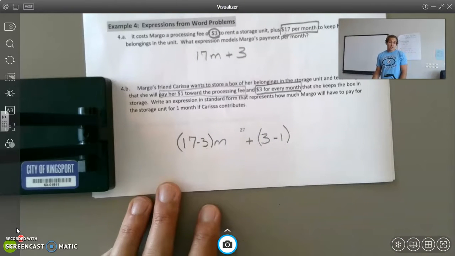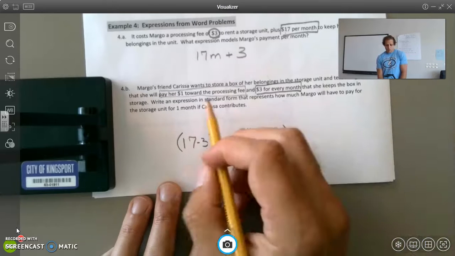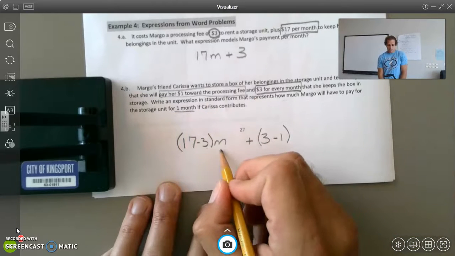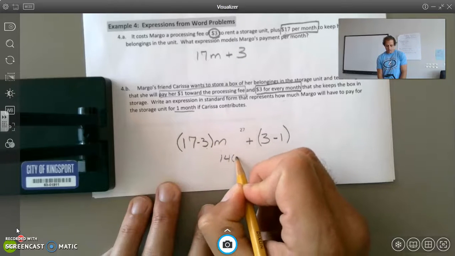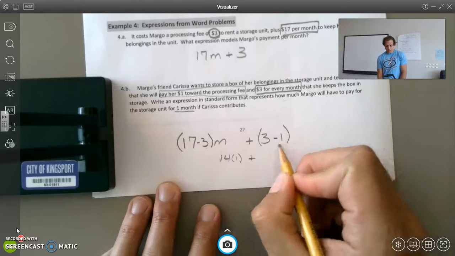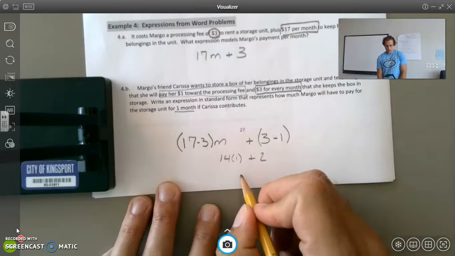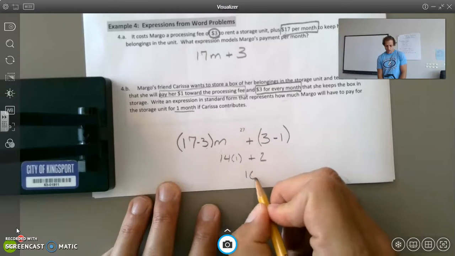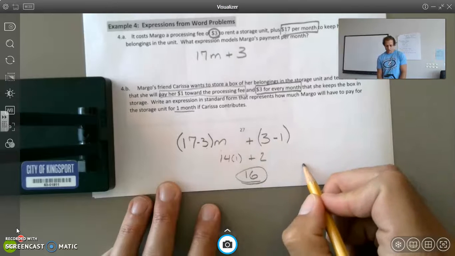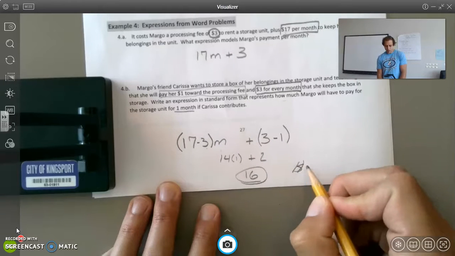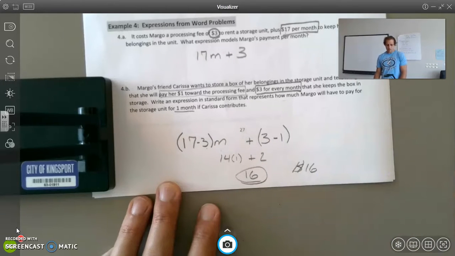Now, we're told that the number of months is just 1 month. How much will Margot have to pay for 1 month? Well, I could substitute 1 in for m. If I subtract there, that's going to be 14 times 1 plus 3 minus 1 is 2. And that's 14 plus 2, which is 16. So it would cost $16 for Margot to rent the storage unit if Carissa pitches in her $3 and $1.